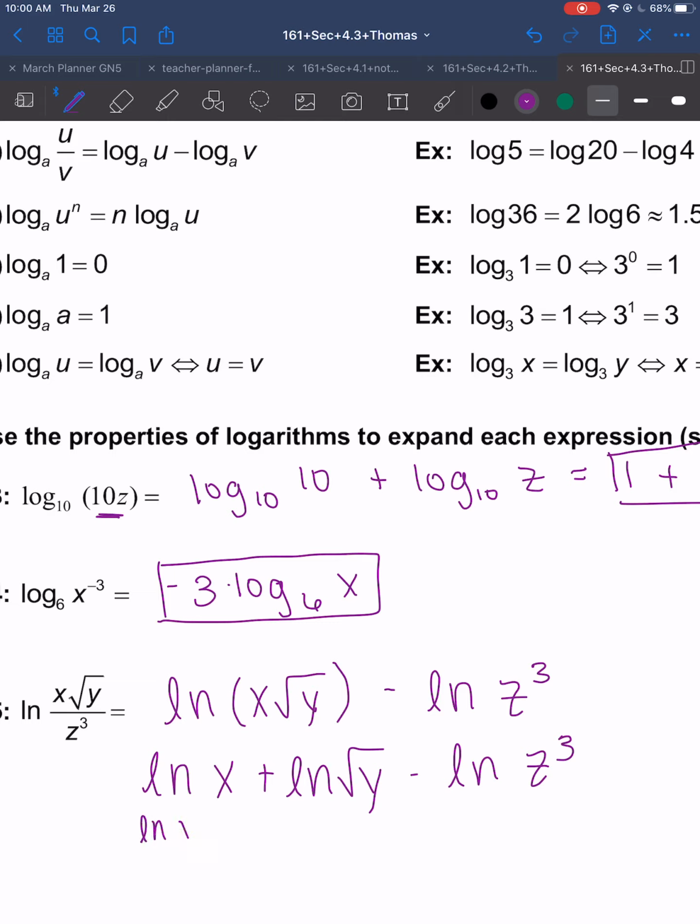Then ln of x doesn't change, but then you can take ln of y and then the square root to the 1/2 power minus ln of z cubed. Now I am going to do both of these exponents at the same time since they're both exponent laws. So then I have ln of x, and then that just means I multiply them. So, like that. And there's your answer.